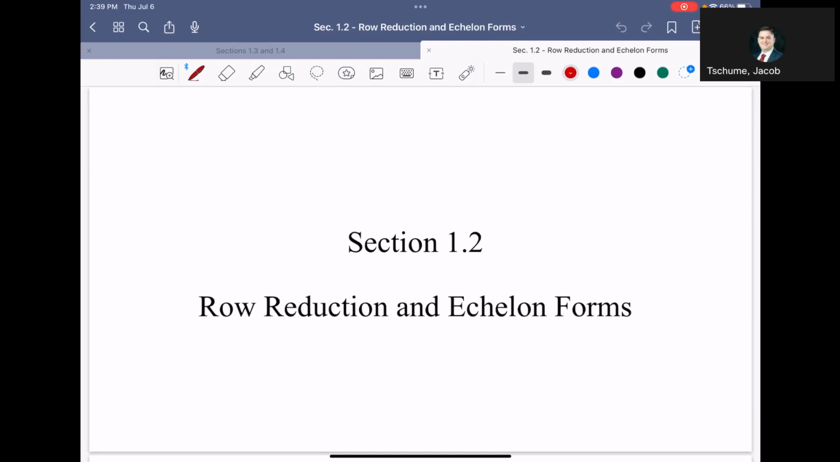Okay, everybody. In this section, we're going to be moving on into section 1.2, which is titled Row Reduction and Echelon Forms. The good thing is that in this section, we're not really going to learn anything new. We're going to go back over some of the stuff we covered in the first video, but we're going to actually apply some names to some of the stuff we were doing so that we have a little bit more of a structured format as we move forward in the regular sections.